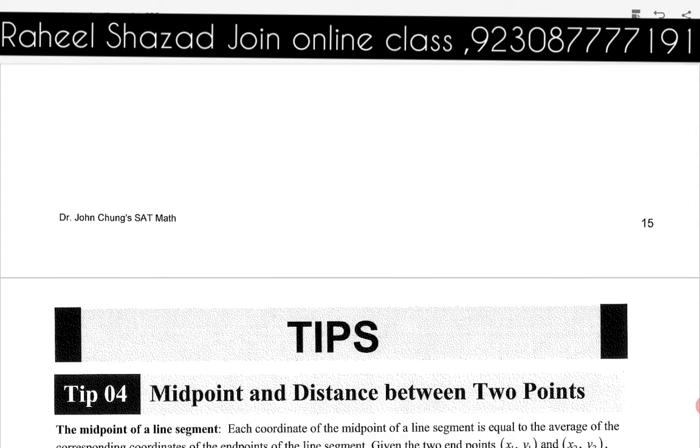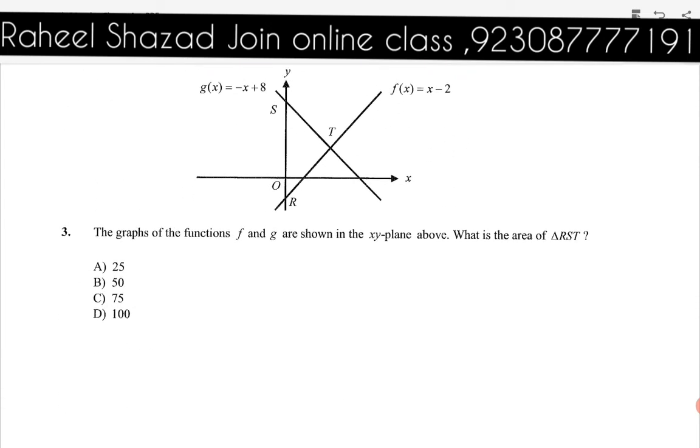Next question is again: the graphs of the functions f and g are shown in the xy plane. What is the area of RST? Okay, now R, S and T, this is the triangle whose area we need to find. Now generally y is always f of x, so y equals x minus 2 and y equals minus x plus 8 are equations of these two lines given. You need to understand that this is always mx plus c. Now c is minus 2, that means this point is minus 2. Here c is 8, that means this point is 8. So first of all we got this length SR, that is 10.